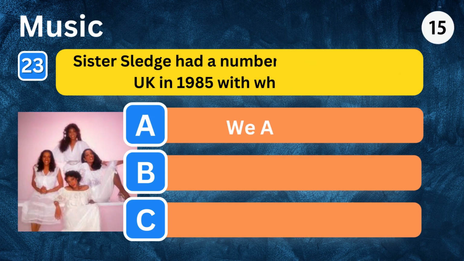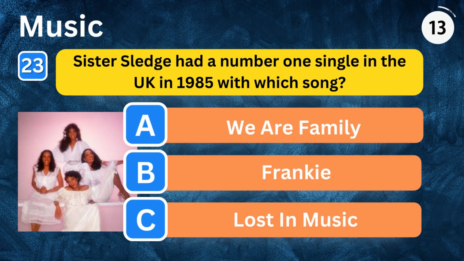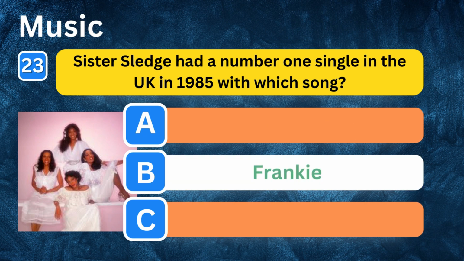Question number 23. Sister Sledge had a #1 single in the UK in 1985 with which song? Was it We Are Family, Frankie, or Lost in Music? And the answer was Frankie.